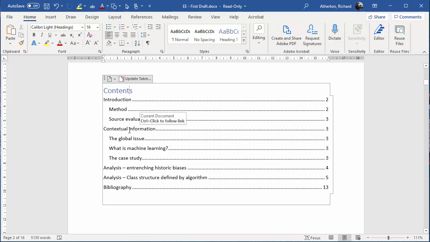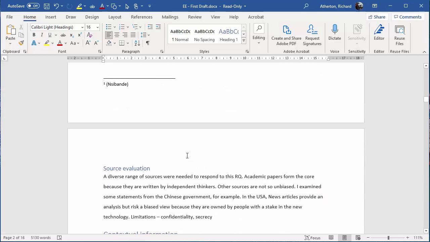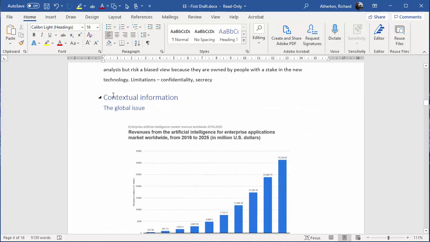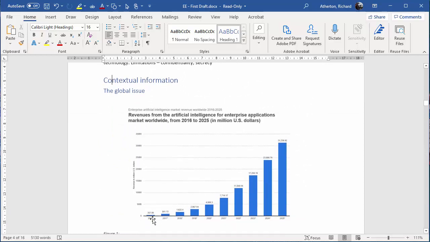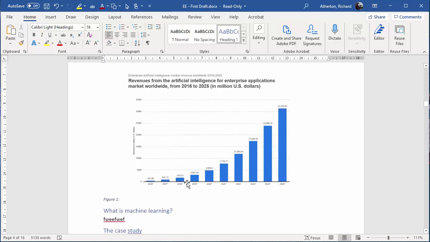major heading, and that is contextual information. Everybody should have this, and that is here, contextual information, subheading the global issue. Let's have a look at this. Here's the global issue, which is the use of artificial intelligence across the world, and it's growing rapidly, and there's a little projection into the future here. We'd have to critique this. What source did this come from? And critique it. But nevertheless, it very clearly shows that this is a hot topic now.